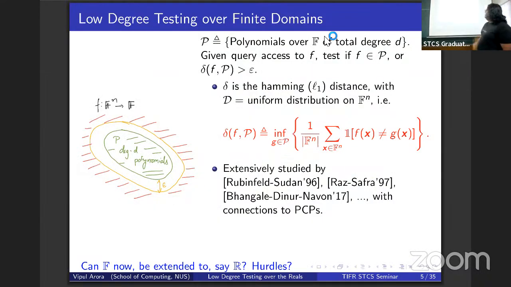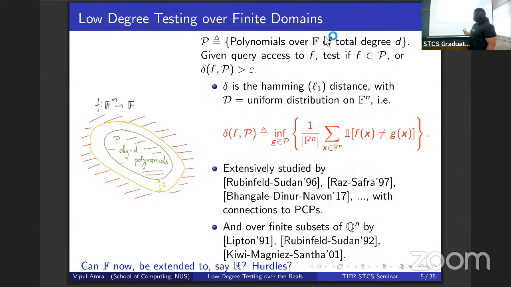So this field has been extensively studied in the works of Rubinfeld and Sudan, who gave the first low degree testing algorithm, followed by Safra, and more recently in the works of Bhattacharyya, Dinur, and Nave. And this problem also has crucial connections to deeper computational ideas, namely probabilistically checkable proofs.